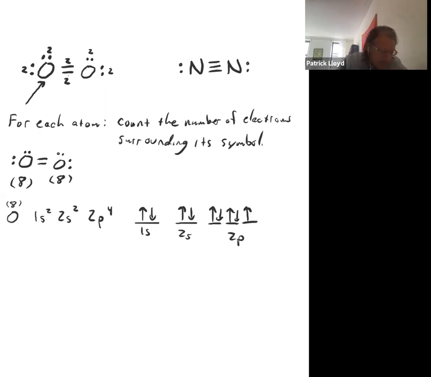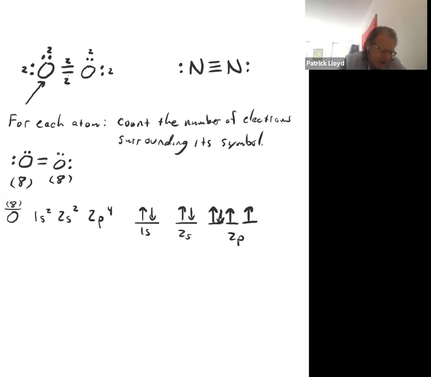Oops, sorry, I drew that wrong. Let me do that correctly. 1, 2, 3, 4. Okay, so there's oxygen. That's the ground state configuration of oxygen.